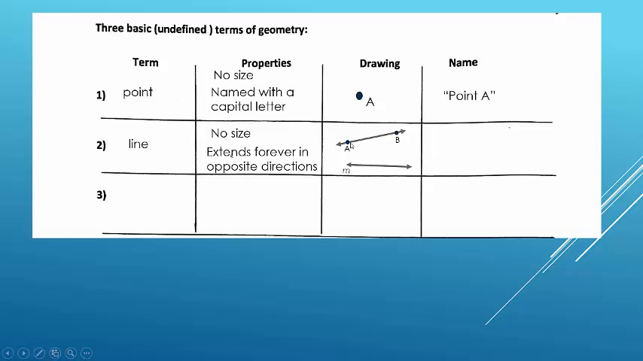Sometimes you'll see a line with two dots on it, 2 points on it. Other times you'll see a line with a little italicized letter. So those are the two ways to see it. And they're pronounced line AB and line M.